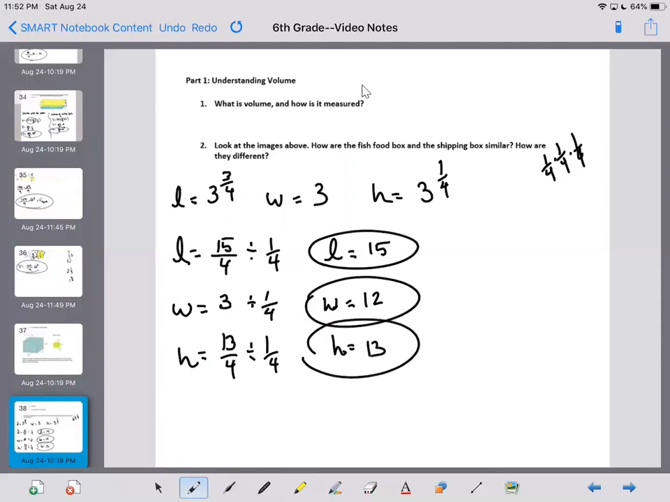So what we're looking at here is just trying to figure out the volume. And so we've got a length, width, and height. And so we've got 2,340 cubes that would be 1/4 by 1/4 by 1/4.